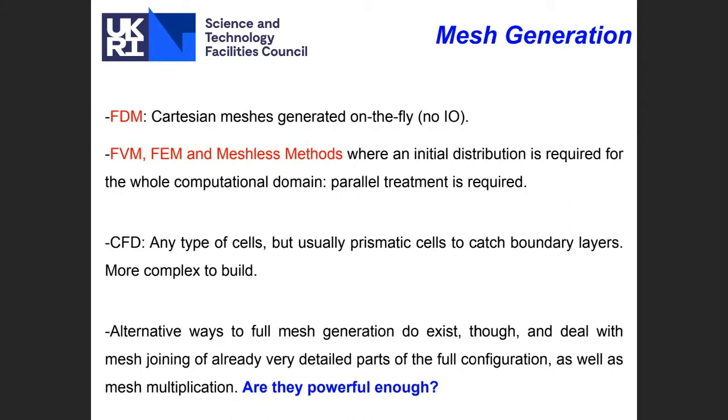So, basically, an alternative to full mesh generation can be seen in two ways. Instead of having the full mesh, you could generate part of the mesh only, independently, and glue them into the software. Another way is to generate a coarser mesh and then use a technique called mesh multiplication, which is basically global mesh refinement to enlarge the size of the meshes.